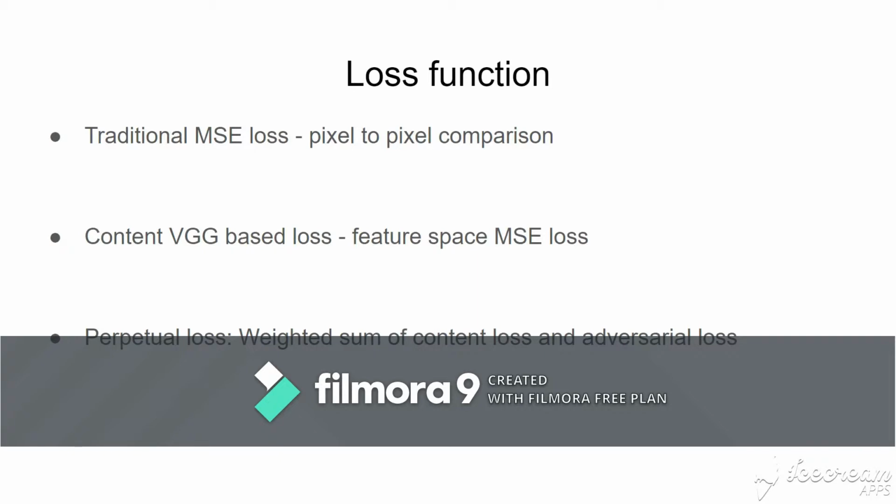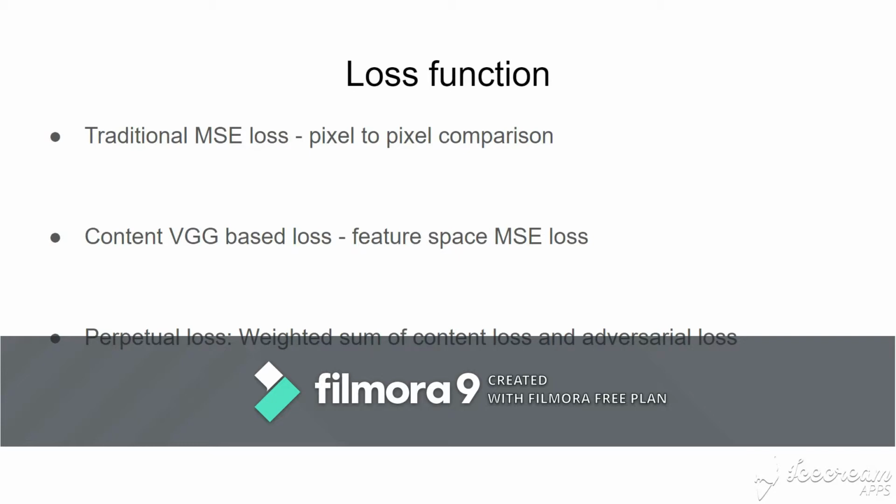Coming to the loss functions. Traditionally, for super resolution tasks, MSE loss is used. MSE loss does a pixel to pixel comparison between the high resolution image and the super resolution image. Now, MSE loss produces overly smooth images and also lacks high frequency details in the super resolution image. These are some of the drawbacks of MSE loss.